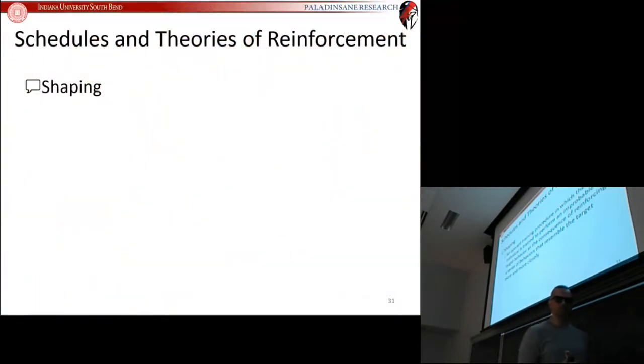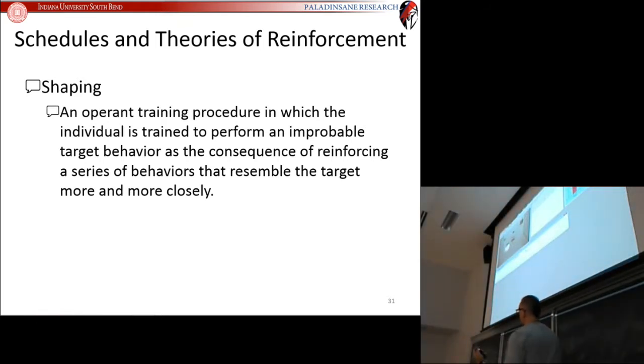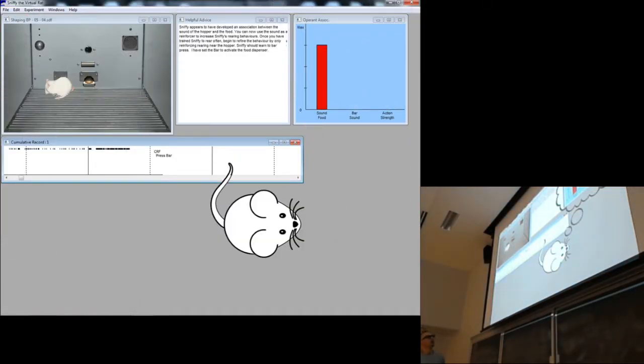Shaping we've already encountered. And shaping can be thought of as this gradual moving of a behavior into the complex behavior that you want to eventually end up with. It's also the gradual increasing of an improbable target behavior by reinforcing closer approximations to that highly improbable target behavior. So if, once again, we'll go into the mind of our rat here. In this case, what we're looking for is an increase in the association between the bar and the sound, and I believe also an increase in the action strength. This is where we're training this rat to press a bar.